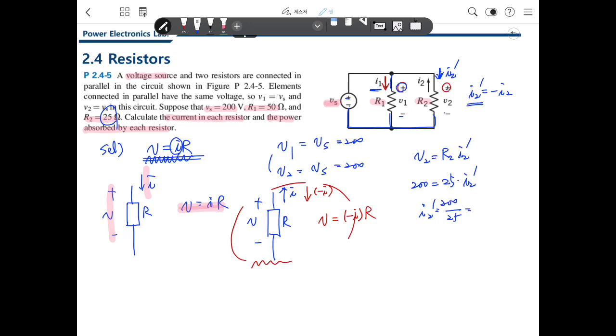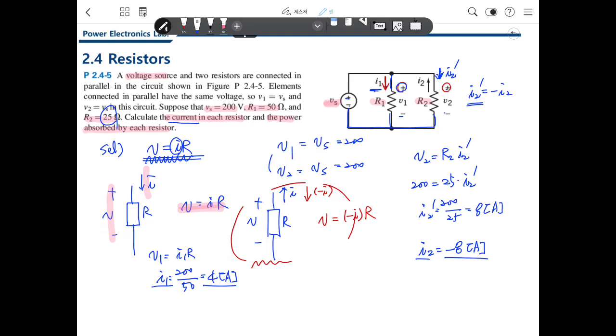What is that? 8 amperes. But the problem asks for the current I2. So I2 will be minus 8 amperes. So what is I1? I1 is a passive convention, so I1 can be calculated. V1 is I1 R. R is 50, V is 200, so it is 4 amperes. So I1 is 4 amperes and I2 will be minus 8 amperes.